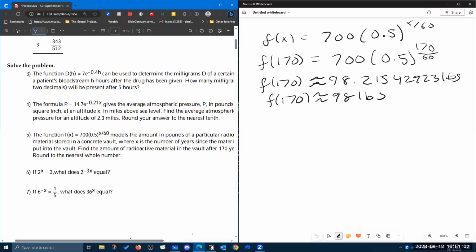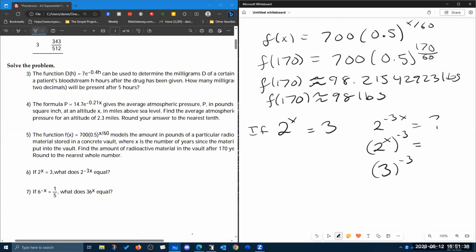Let's finish up some properties of exponential functions with the next 2 questions. If 2 to the x is equal to 3, 2 to the negative 3x is equal to what? Well, 2 to the negative 3x is 2 to the x raised to the negative 3rd power, because when I raise a power to a power, I multiply the exponents. So that's going to be equal to 3 to the negative 3rd power, which is 1 over 3 to the 3rd, which is 1 over 27.